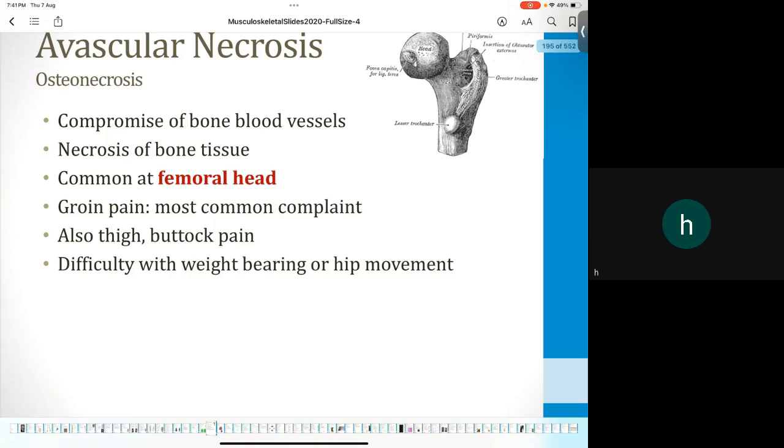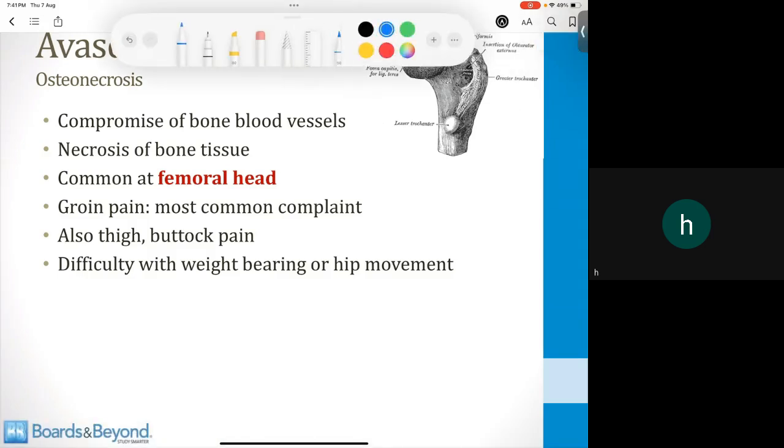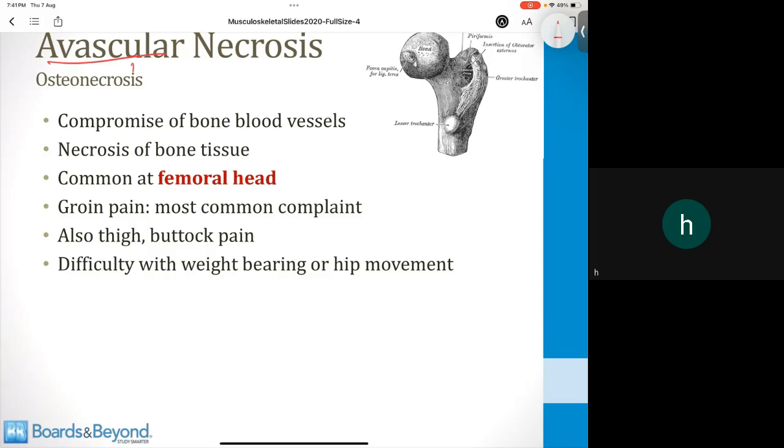Avascular necrosis is really, really important, really high yield. You are going to see it in a lot of MCQs. What do we mean by avascular necrosis? Avascular means no vessels, no blood supply, which can lead to necrosis. So whenever the blood supply to the head of the femur is compromised, the bone is going to become necrosed, it's going to become dead.